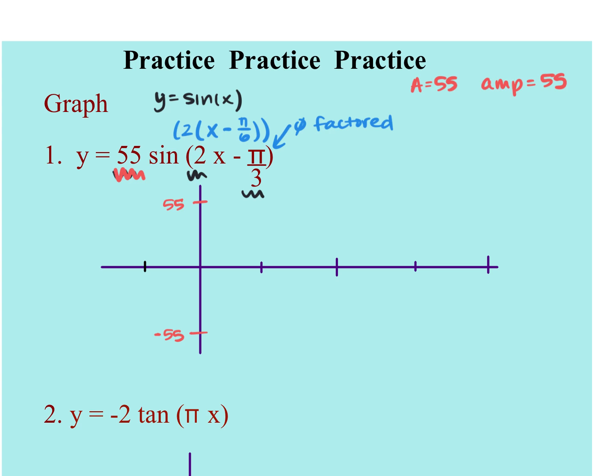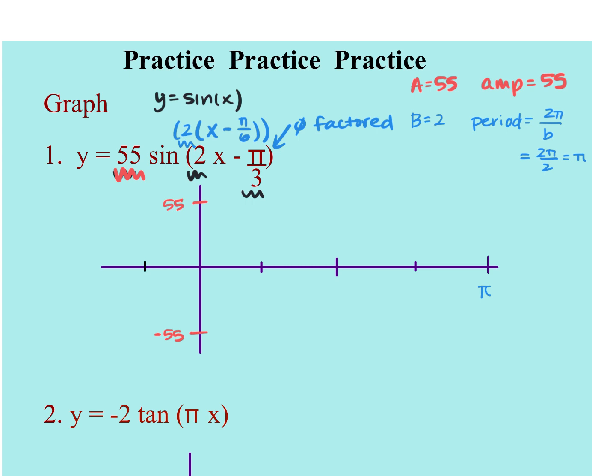Next, I'm going to look at this b value, which is going to affect the period. Now for sine, cosine, and the reciprocals, the period starts out as 2 pi, but it's going to depend on what this stretch or shrink is horizontally. So I need to take 2 pi divided by b. So I'm going to take 2 pi divided by 2, which gives me a period of pi. So rather than squish my graph, I'm just going to change the scale of the x-axis to go from 0 to pi, or at least to start with.